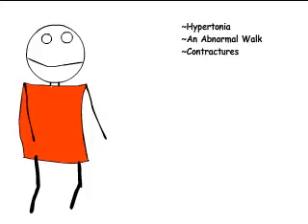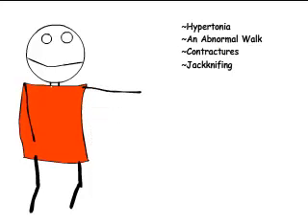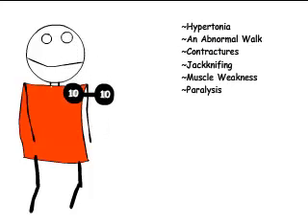Contractures, when joints are stiff or may not be able to open all the way. Jackknifing, when wanting to move a joint, it is very hard to move it at first, but then there is a very sudden release. Muscle weakness or paralysis.